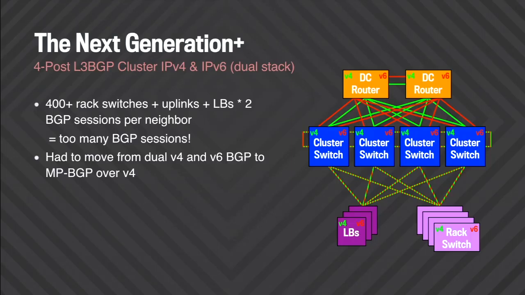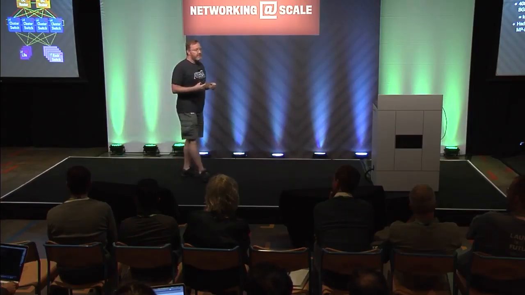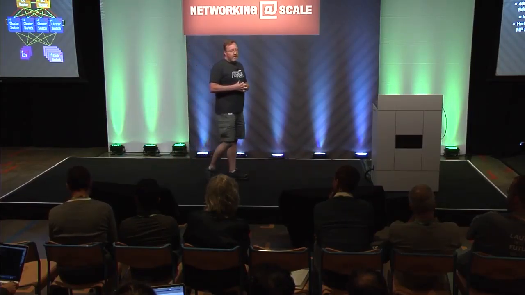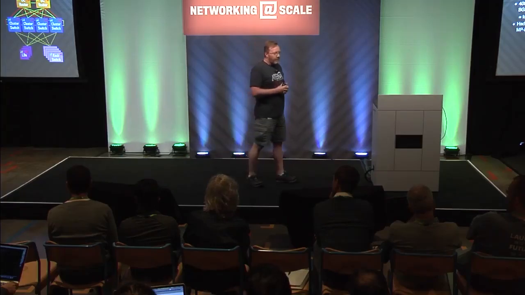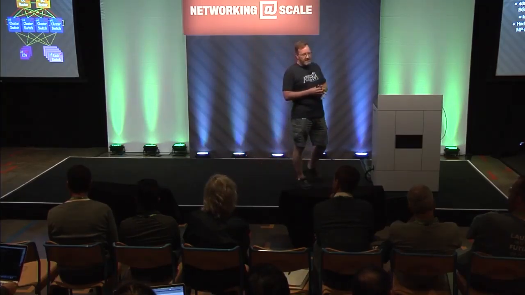And we got to our first big cluster, adding v6 onto it, 400 plus racks in the cluster. We had uplinks, we had load balancers. All of a sudden, we had 2 BGP sessions per rack switch. We blew through this wonderful 1,000 BGP session limit. And hell kind of broke loose. So with that being said, we dropped back, and what can we do? Well, the answer was BGP multi-protocol. So we went back to a pure IPv4 transport, added v4 and v6 within it.